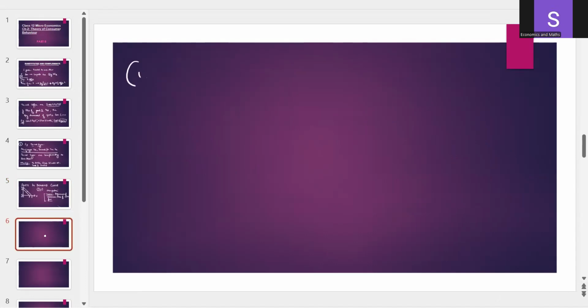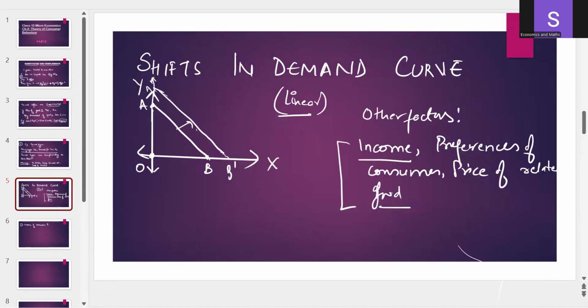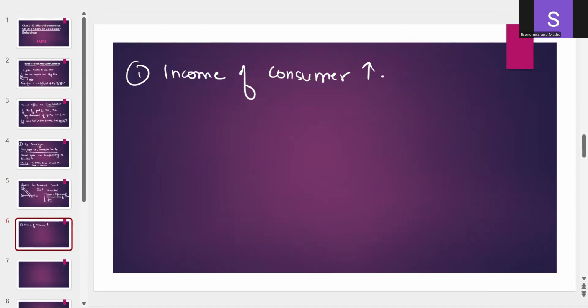So if the income of the consumer increases, what would happen? The consumer would demand more of that good, or less of that good? Right. So let's say earlier the consumer was having an income of 100 rupees. Now the income increases to, let's say, 200. Now the consumer would be able to afford more of that good, correct? Considering it's a normal good, right?